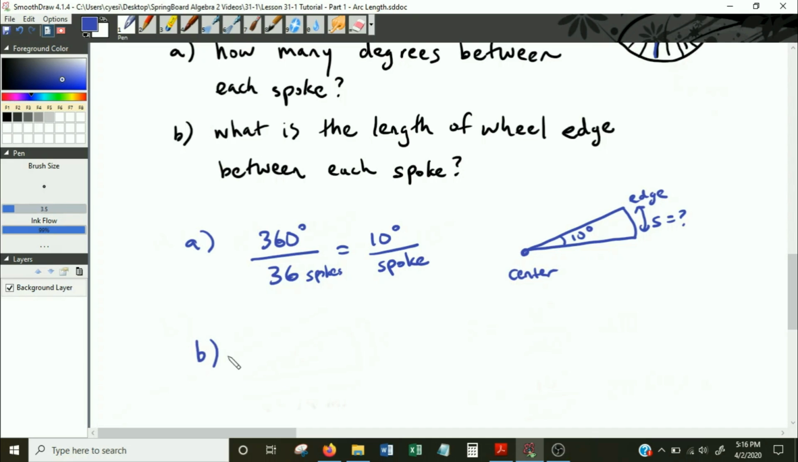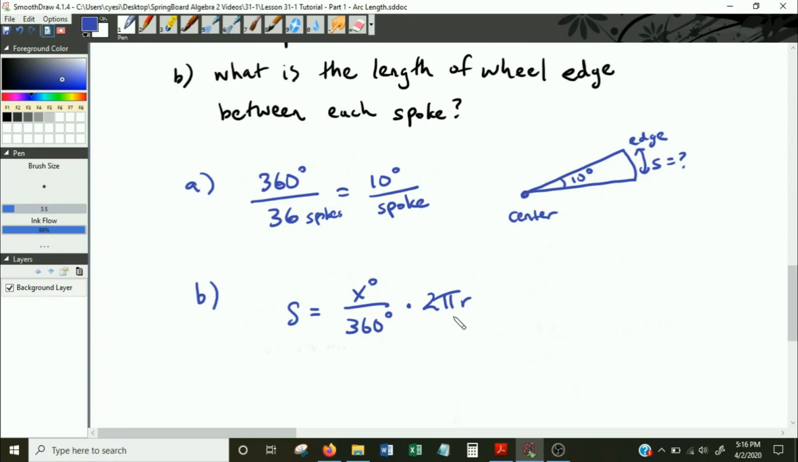So what we'll do is go back to our formula, which is S equals x degrees over 360 times 2 pi r. Now, do we know what x is? Yes, we do. X is 10 degrees. This is our x. So I'm going to write that right here. 10 degrees divided by 360 times 2 pi. Now, do we know what r is? We do, but not yet. We need to find it.